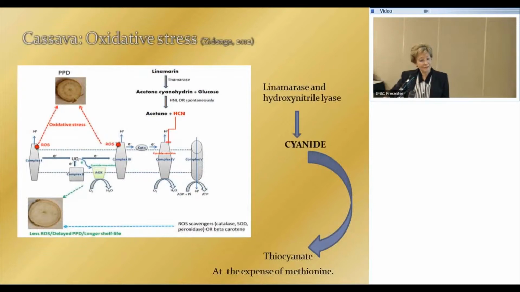the presence of this toxic substance, cyanide. And apparently when the cassava is not close enough to the market, it deteriorates, and there seems to be a correlation between the deterioration, the stress effect, and the production of cyanide. Cyanide is metabolized in a very small quantity to thiocyanate, and at the expense of methionine.